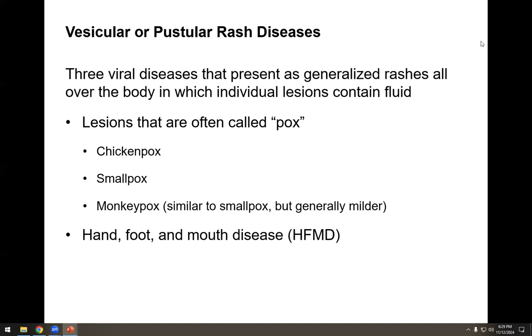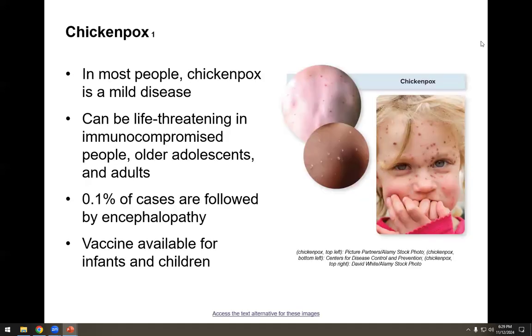Now we're moving on to the vesicular and the pustular rashes. This is going to be our poxes mostly. So first is chicken pox, pretty mild in people with healthy immune systems. Usually we get this in our adolescent ages, but even if you haven't had it, you are probably getting vaccinated for it. So you should be protected from it.